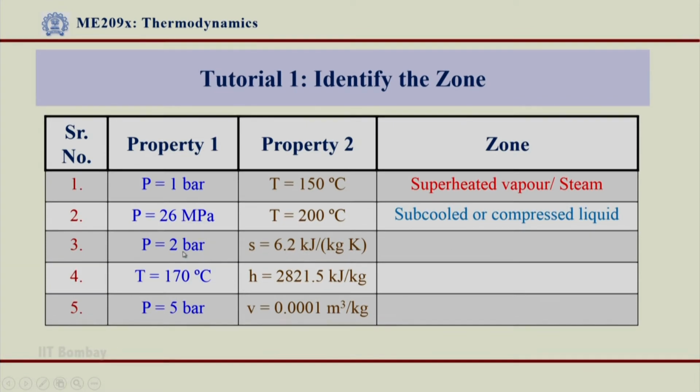Let us now look at the third problem, which is P is equal to 2 bar and S is equal to 6.2 kilojoule per kg Kelvin. So you can understand that now I do not have P and T values. What I have been given is pressure and entropy, which is a little tricky problem now. So P is equal to 2 bar or 0.2 MPa and S is equal to 6.2 kilojoule per kg Kelvin. Let us now see this problem and let us solve this problem.